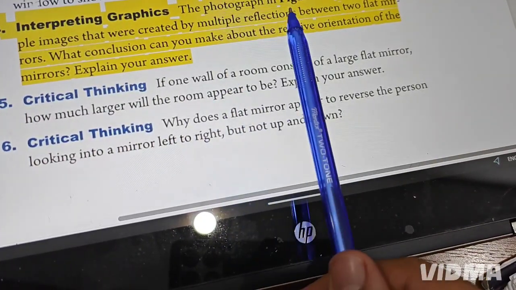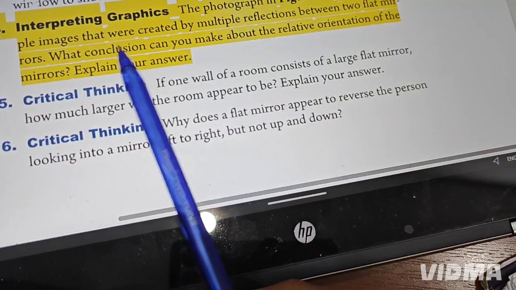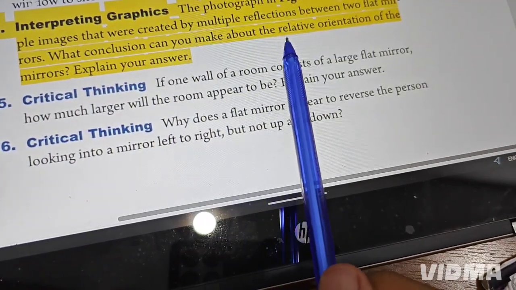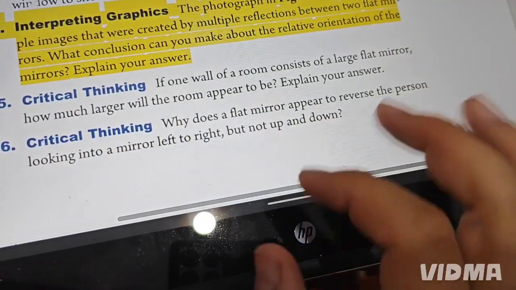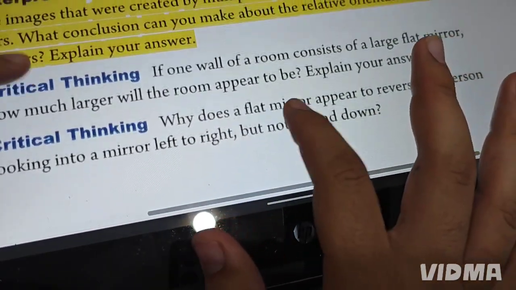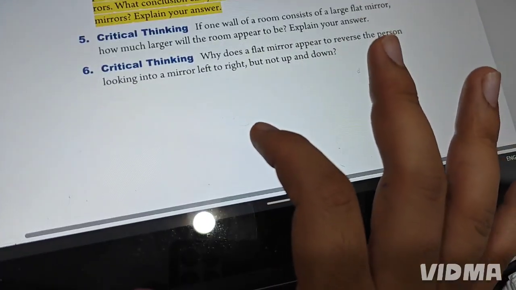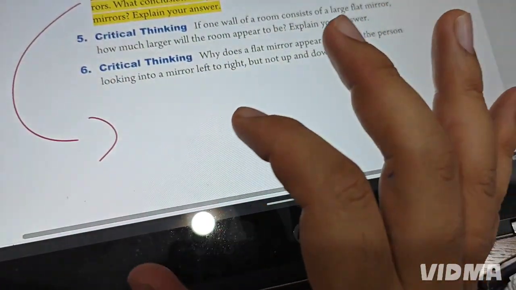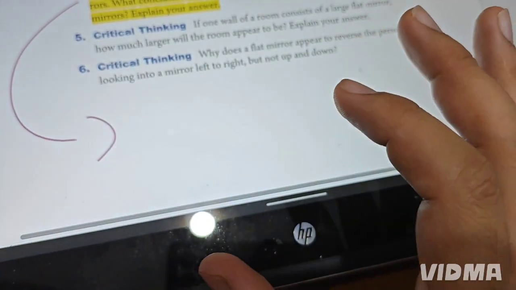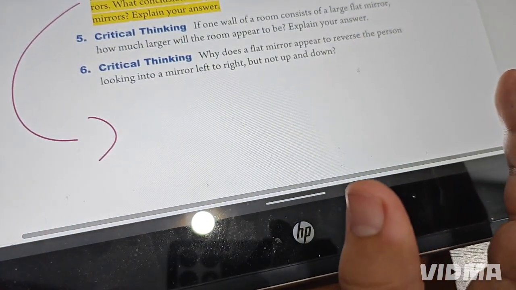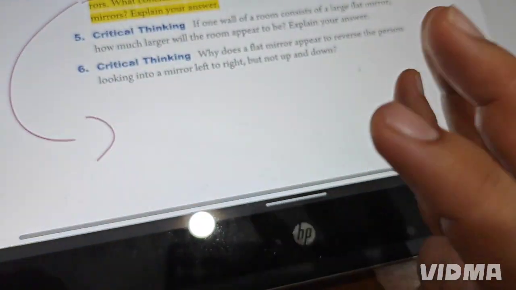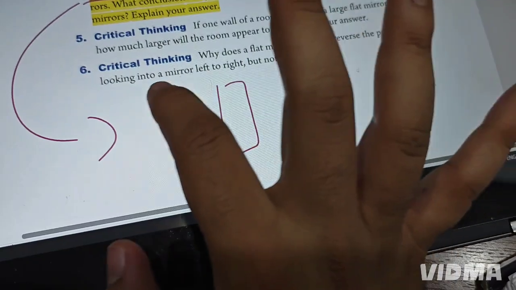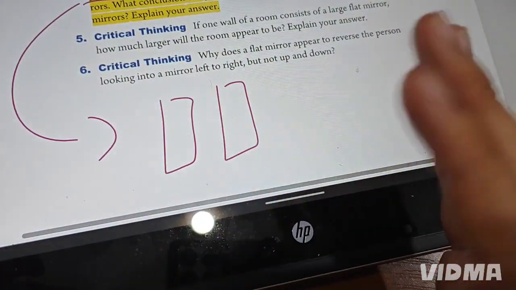Good question. The photograph in figure 5.5 shows multiple images that were created by multiple reflection between two flat mirrors. What conclusion can you make about the relative orientation of the mirrors? Let me explain the idea of this question. When do we have multiple images or multiple reflection? When we have two mirrors and both of them are put in front of each other.